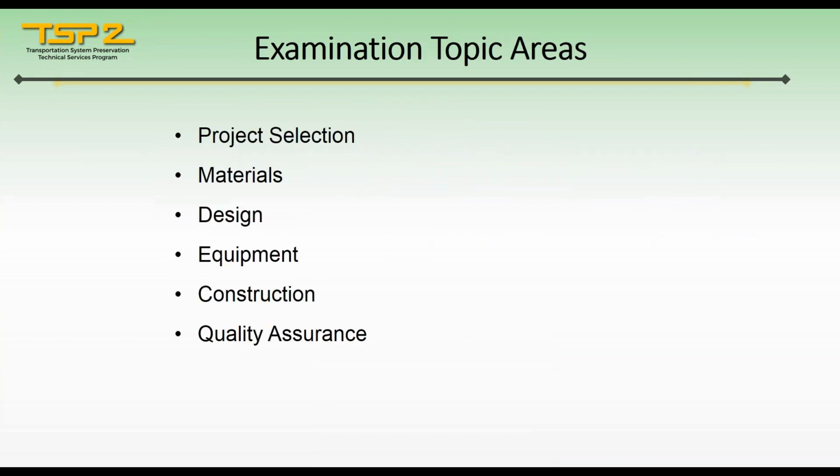Each exam is designed to test examinees on topics they need to produce a quality product. So the agency and the contractor version of the exam are going to place emphasis on different areas, but they're both going to cover the 6 general topics shown on your screen.